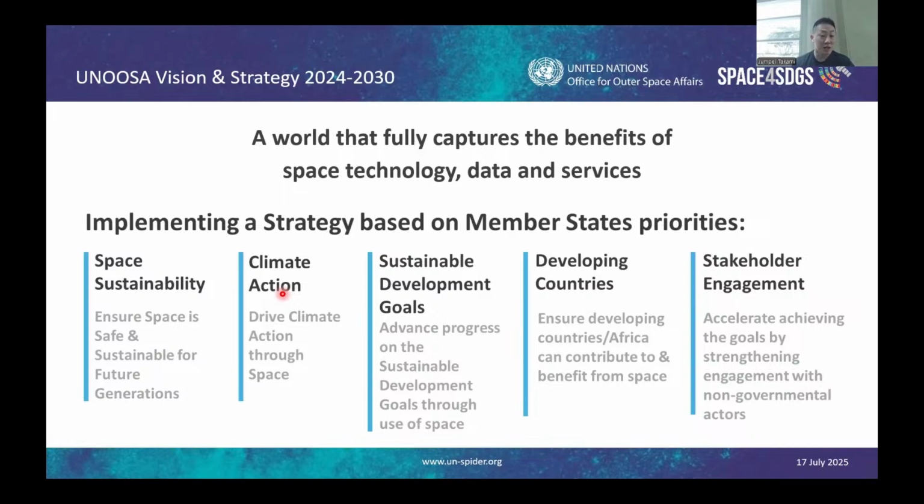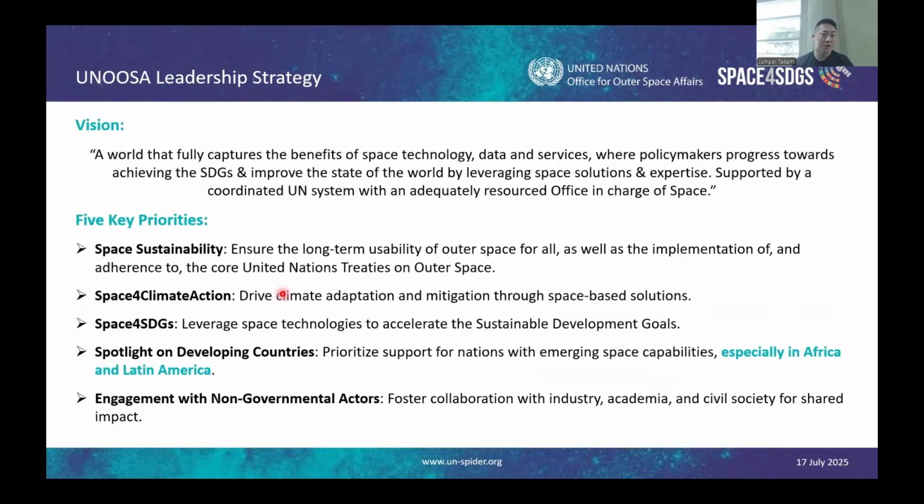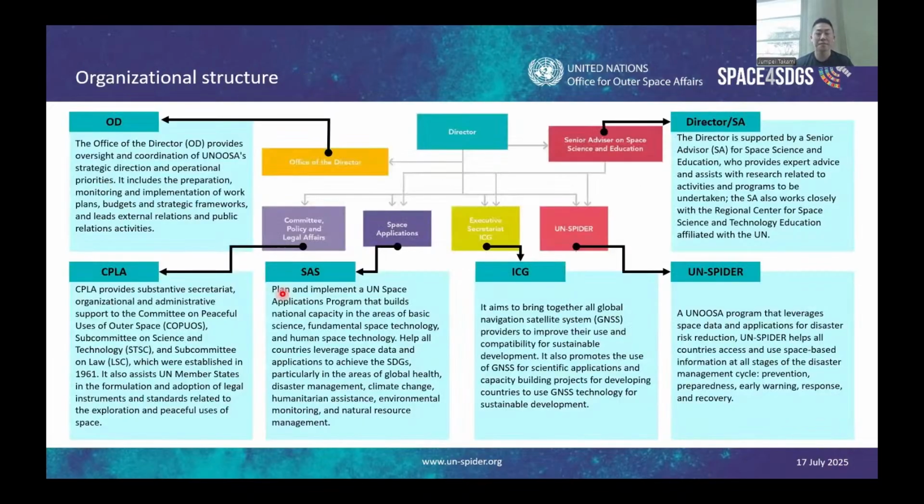We are implementing a strategy based on the member states' priorities: space sustainability, climate action and the SDGs, developing countries, and stakeholder engagement. Our vision is super long, so I won't go into detail, but we have five key priorities, as I said. In these five pillars, we are focusing especially on Africa and Latin America. Of course, Asia-Pacific is also a focal point, but in this strategy we focus very much on Africa and Latin America.